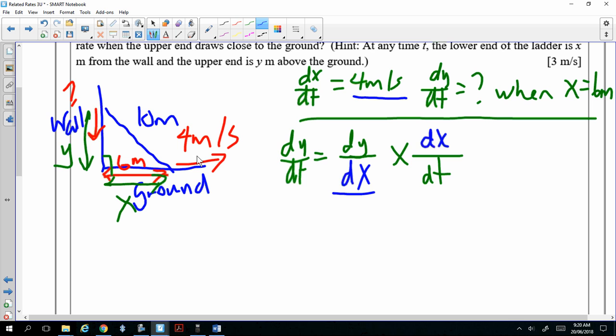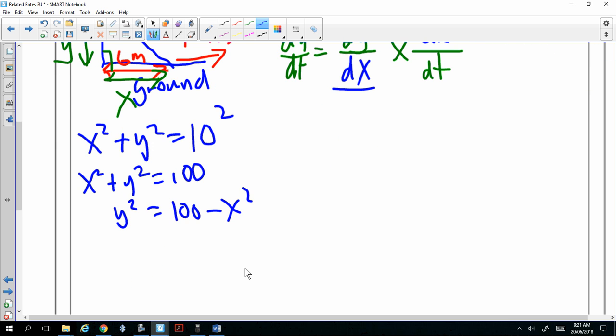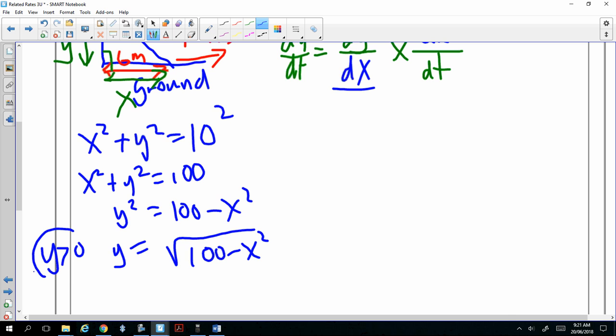Okay, so we write Pythagoras' theorem, which is x squared plus y squared equals 100. We're going to make y the subject before we differentiate: y equals the square root of 100 minus x squared. We'll take the positive square root because y is positive, it represents a length. And maybe write it in index form, to the power of a half.